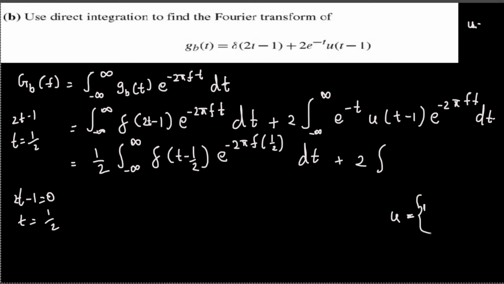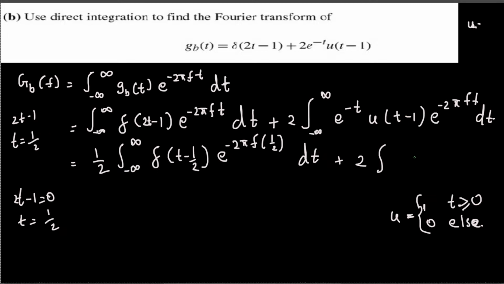Unit step function is equal to 1 when t is equal to 0 or greater than 0, and otherwise is 0. So we are not going to have a situation that is less than 0, but if we have a shift we have to be careful.